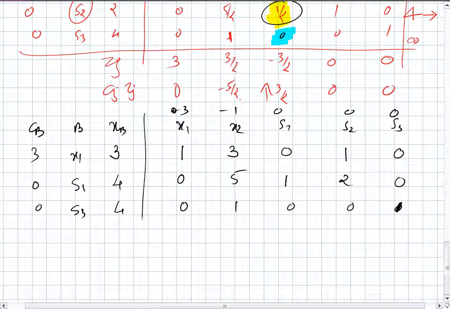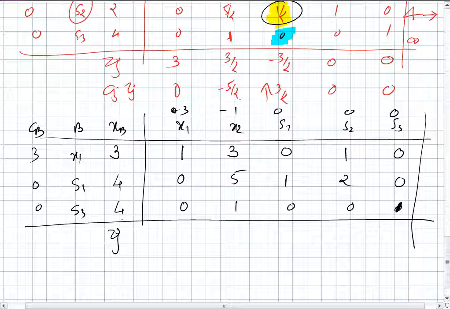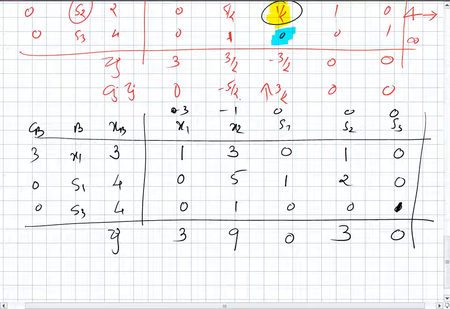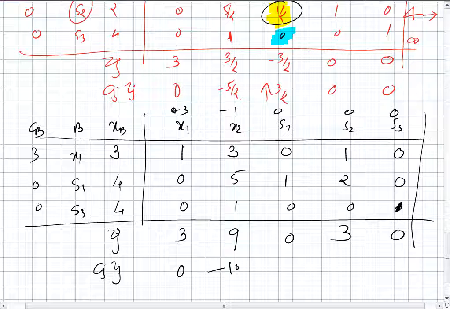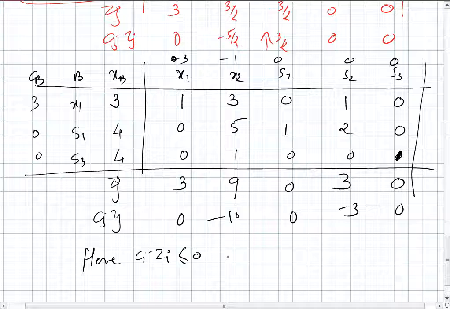Okay, so now evaluate Zj and Cj minus Zj. So let me write Zj. First of all, 3 times 1 is 3, 3 times 3 is 9, 3 times 0 is 0, 3 times 1 is 3 and 3 times 0 is 0. Now Cj minus Zj. So 3 minus 3 is 0, minus 1 minus 9, that is minus 10, 0 minus 0 is 0, 0 minus 3 is minus 3 and 0 minus 0 is 0. So all the terms Cj minus Zj are less than or equal to 0.